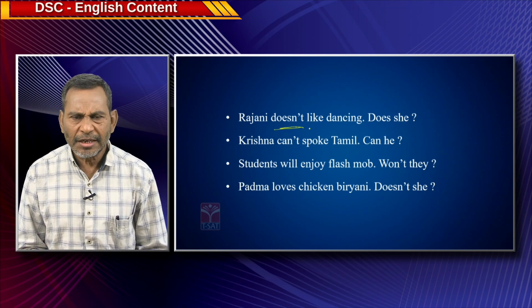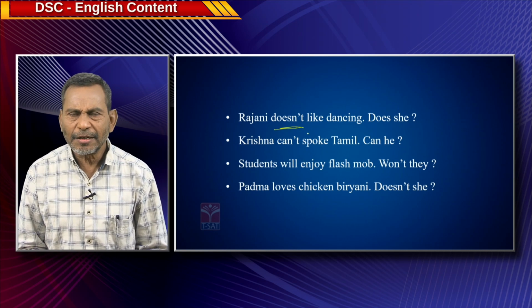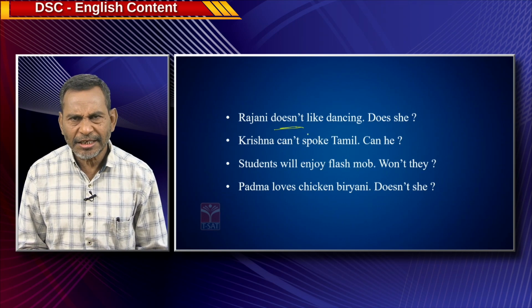Now look at the last one. Padma loves chicken biryani. This is a positive sentence, and here there is no helping verb. You don't find any helping verb here. So we have to take the help of do, does or did depending upon the case. Padma is third person singular. Therefore, we should go with does. And Padma is a female, and the personal pronoun for the female is she. And this is a positive sentence. Therefore, we have to go with a negative tag. So, does plus not is doesn't, and the personal pronoun for Padma is she. Therefore, it is doesn't she. This is how we write the answer.